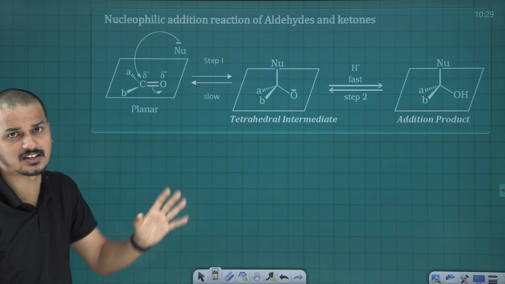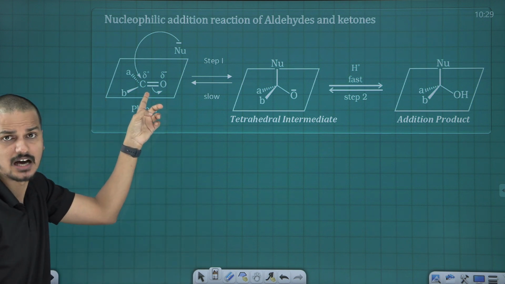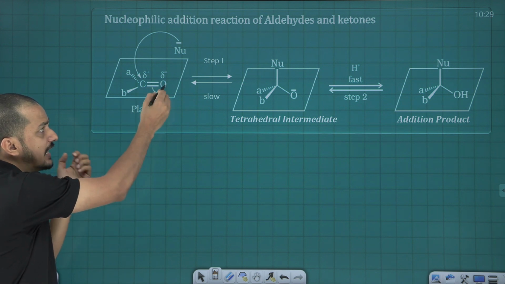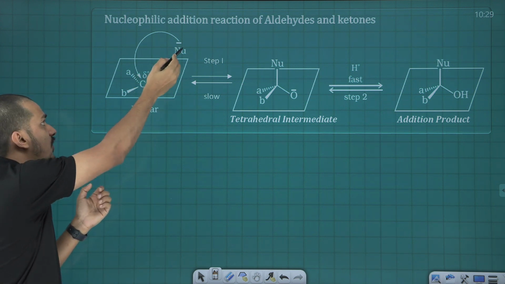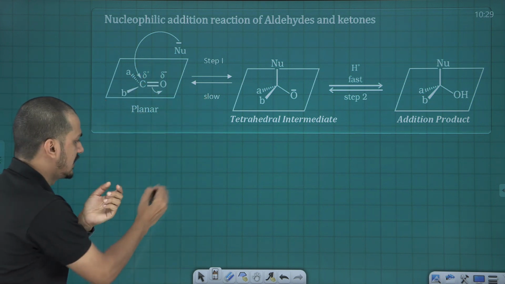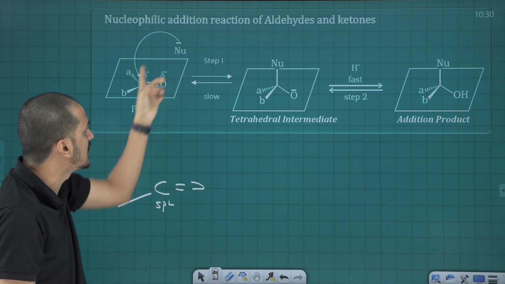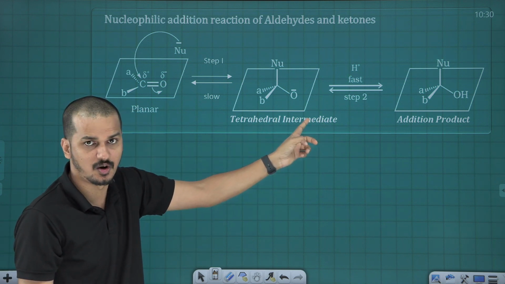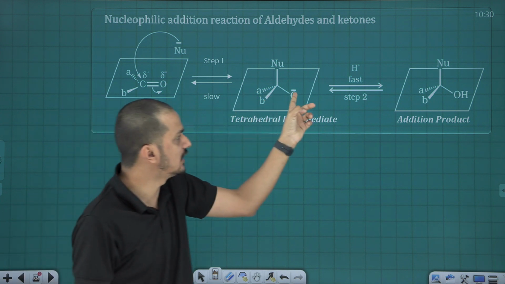Again, nucleophilic addition reaction. This is a very important reaction of our aldehydes and ketones. Here you can see a carbonyl compound. Whenever a nucleophile is coming, the oxygen will take the electrons because it is highly electronegative, so the carbon becomes positive. The nucleophile will come and add to that carbon. That step is a slow step. Initially it is planar, C double bond O, sp2 hybridized. When the nucleophile attaches, it becomes a tetrahedral intermediate. That's the slow, rate determining step, and you get O minus here.